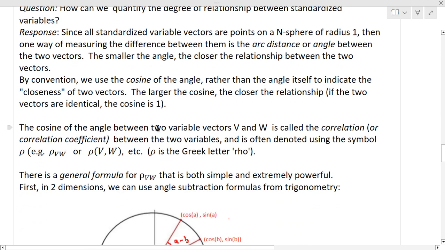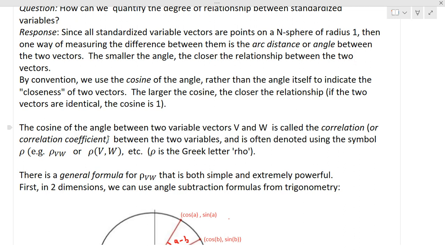The cosine of the angle between two variable vectors, v and w, is called the correlation, or correlation coefficient. That's what a correlation coefficient is. It's the cosine of the angle between two vectors of unit length. And those two unit vectors are the standardized vectors that correspond to your variables. So you may think about that.